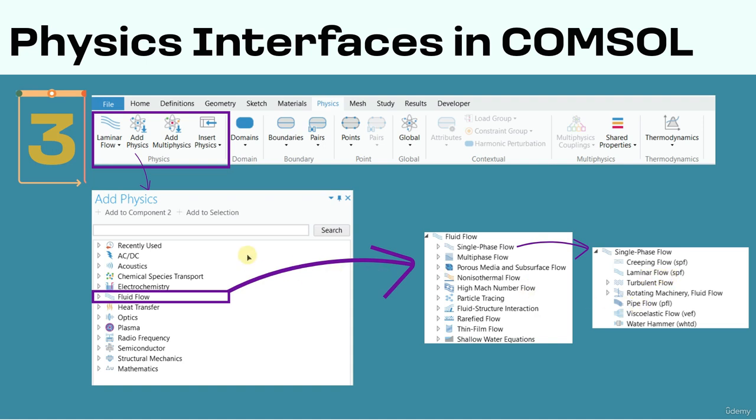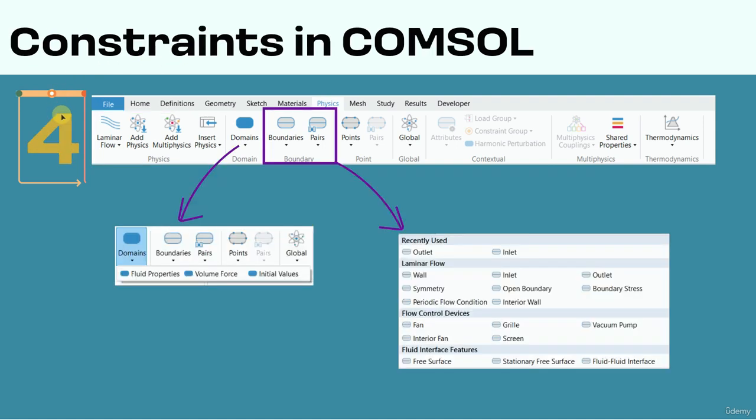The other way is that you can write the physics that you're looking for in this search bar and search. Once you click on search, the physics will appear, then you can select the physics that you want to work with. After that, if you want to add more physics, you can go to the add physics again and select other physics as well to solve the multi-physics problem. So to add the multi-physics coupling, the next option is add multi-physics, where you can add the multi-physics coupling for your problem.